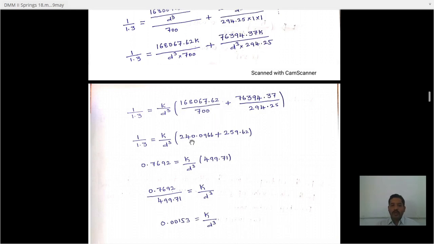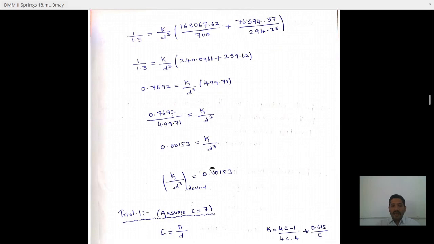If you divide 168067.62 by 700, you will get the answer 240.0966. Plus, if you divide 76394.37 by 294.25 with the help of the calculator, you will get 259.62. First of all, you need to add these values, 240.0966 plus 259.62, and you will get the answer 499.71. After getting this, you just need to divide the constant term 0.7692 by 499.71, which is also a constant.